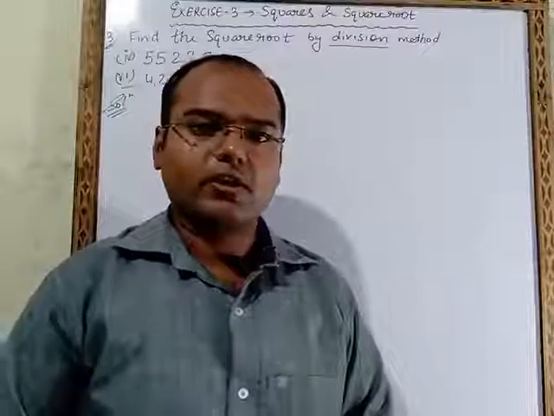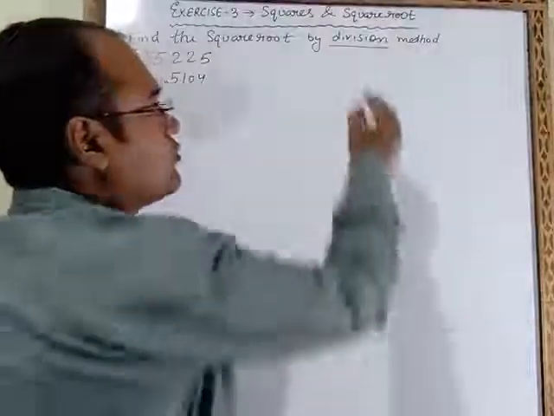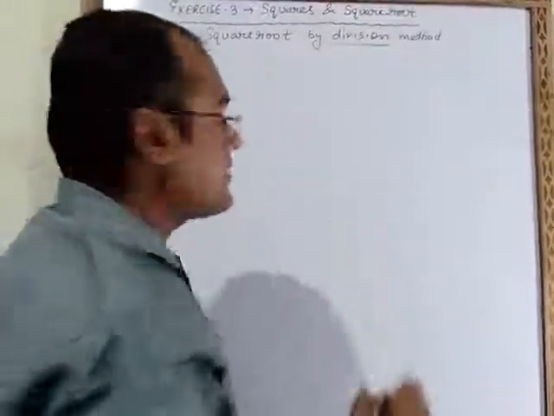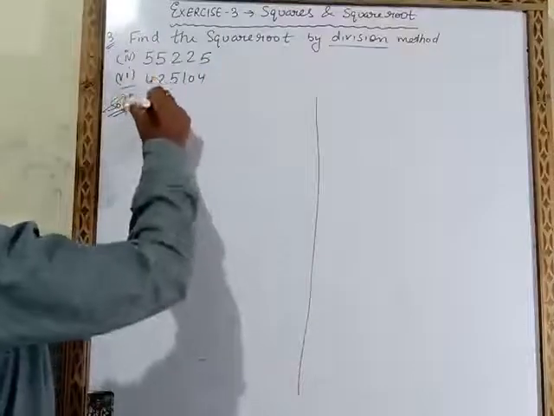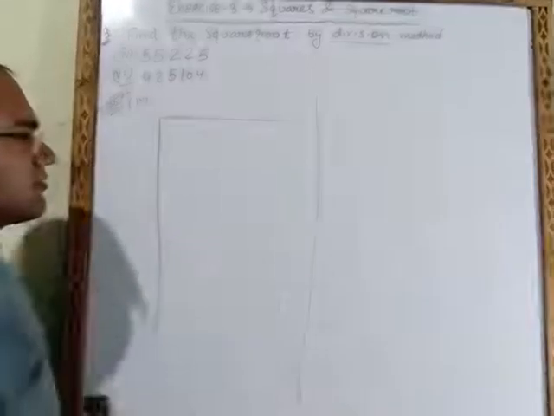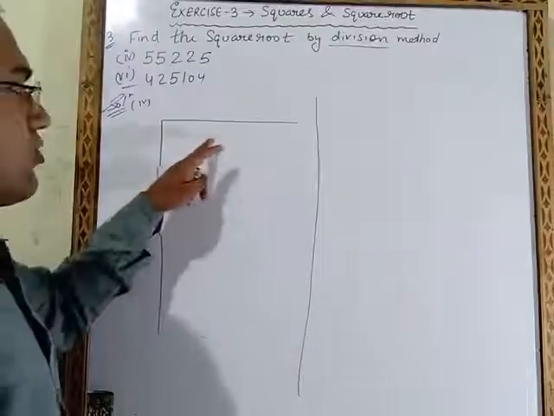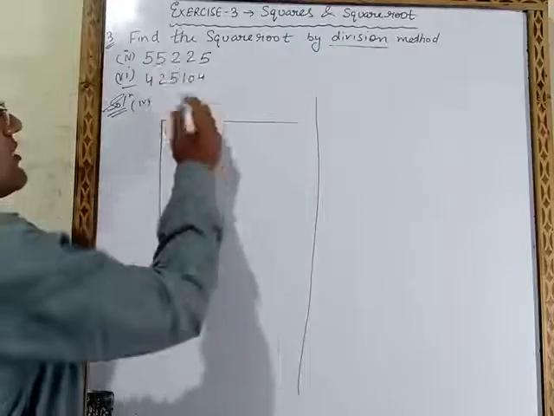Now come to question number 3. Find the square root by the division method. We have to use the division method here. So for the division method, what you have to do? See this fourth part. First of all, you have to draw this line. Lines you have to draw like this. Now inside these lines, you have to write this number.